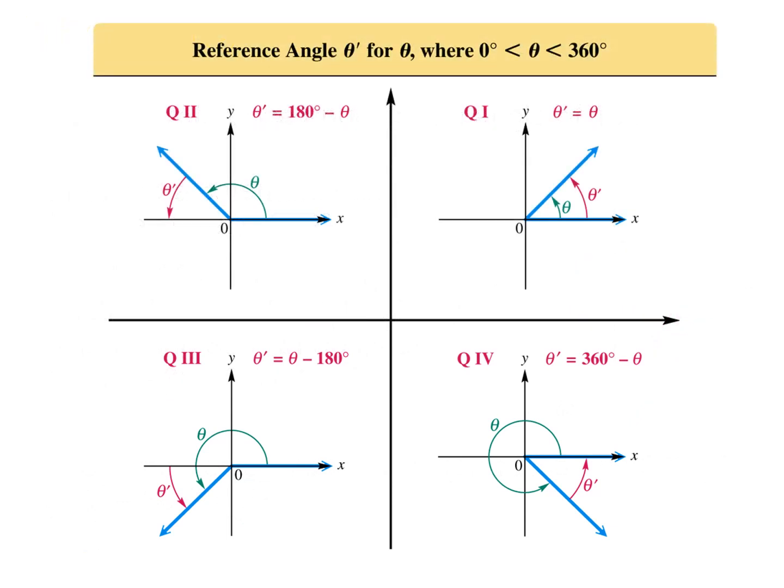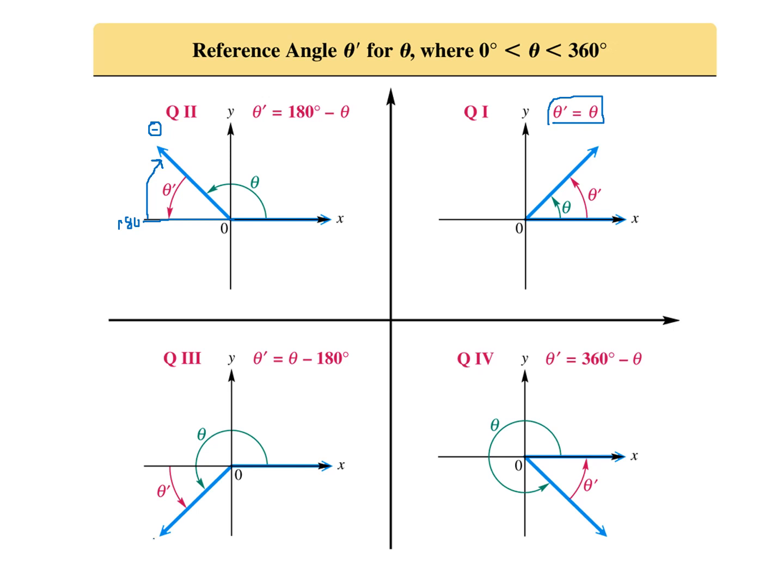Now let's look at the summary chart. In quadrant 1, the reference angle is just the angle, because again, you remember the reference angle is an acute angle. In quadrant 2, what is this right here? This is 180 degrees. So it's 180 minus the angle. Do you see how we're going clockwise here from 180 back up to the angle theta?